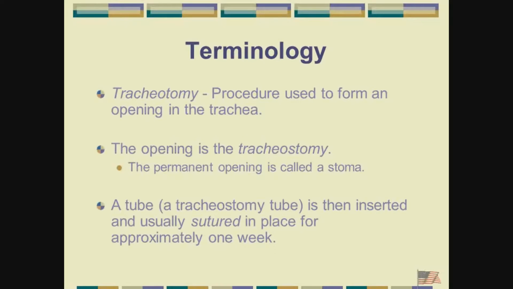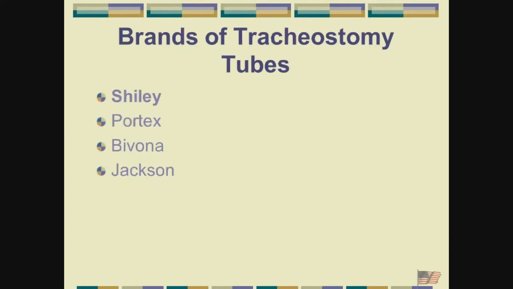Okay. That tube itself is usually sutured into place, and those attachments, in the initial phase, are left in place until the surgeon who did the tracheostomy comes back and removes them, usually within a week. So what makes up a trach tube? First of all, there are multiple brands out there. One we're going to focus on, because it's the equipment that we have the most of, is a Shiley tube. The other competitive brands are Portex and Bivona.